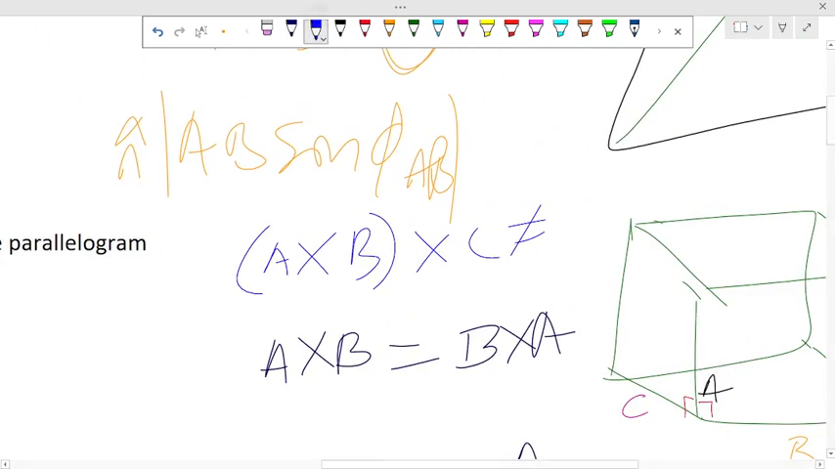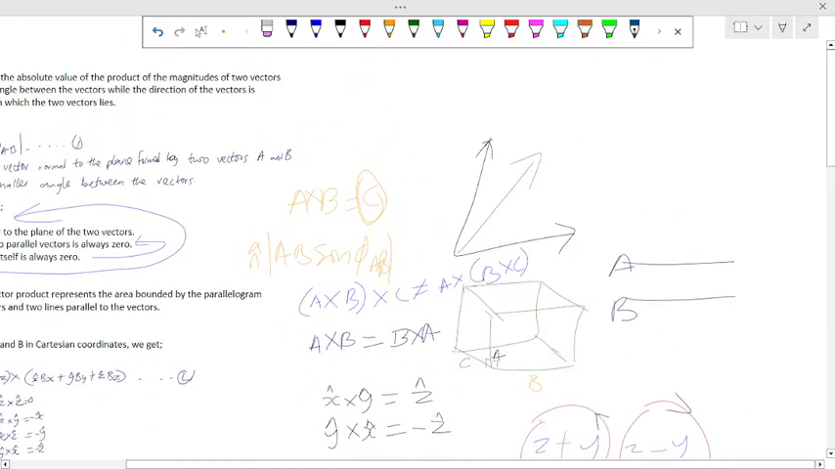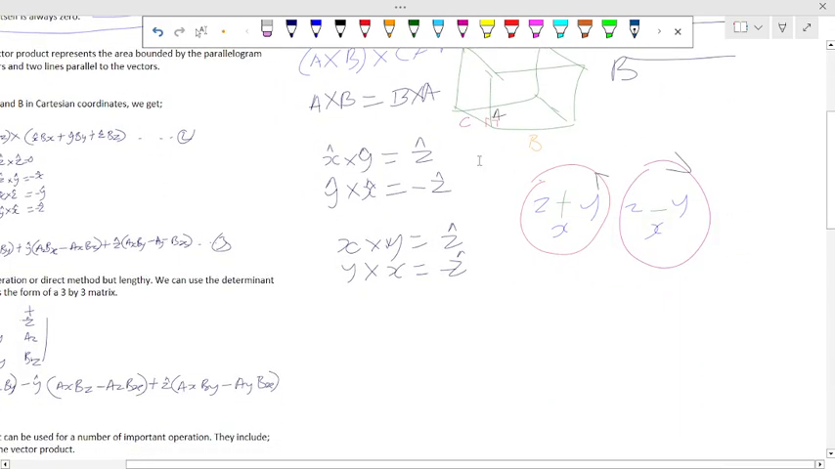But this one is not the same as A cross B cross C. That means I will do the cross product of A and B first before I cross the result with C. It is not the same as if I do the cross product of B and C first before I cross it with A. It is not the same, just like the one we explained earlier.